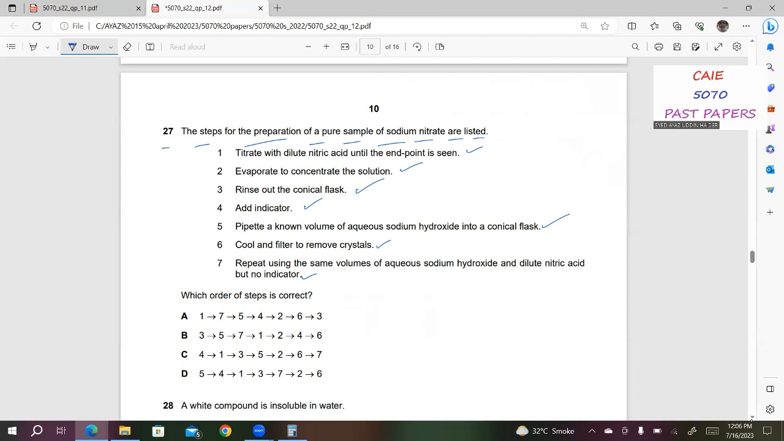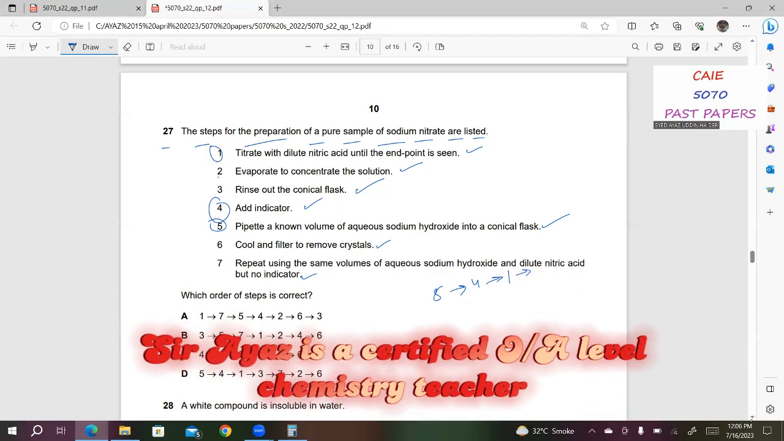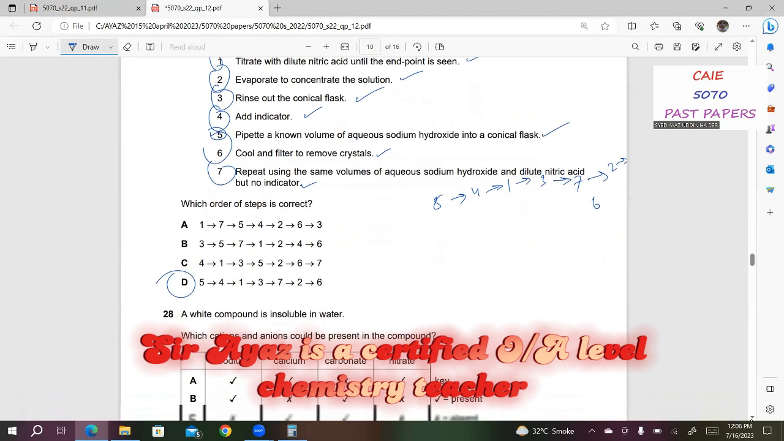So we will start with step number 5. So I will write 5. After 5, you have to add indicator. Then we'll have 4. After this, we'll titrate with dilute nitric acid until the endpoint is seen. So it must be 1. After this, we have to rinse out the conical flask, must be 3. After this, we will repeat using the same volume. And then we evaporate to concentrate the solution, 2. And in the end, we are left with 6. So choice D will be the correct answer in this case.